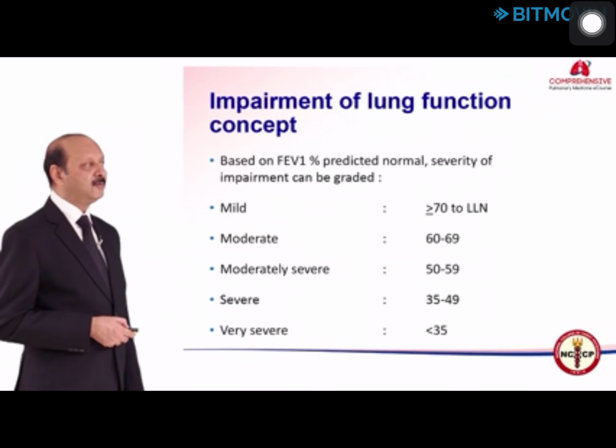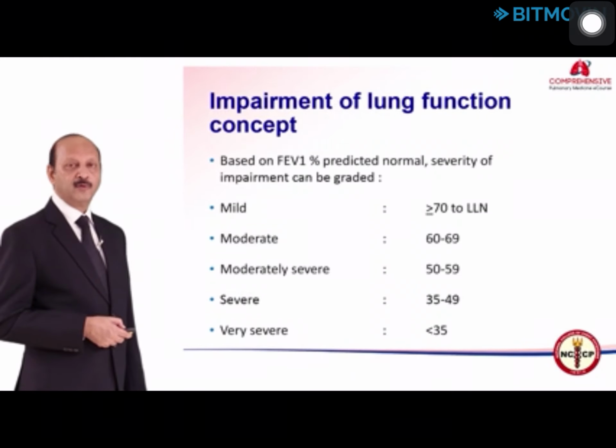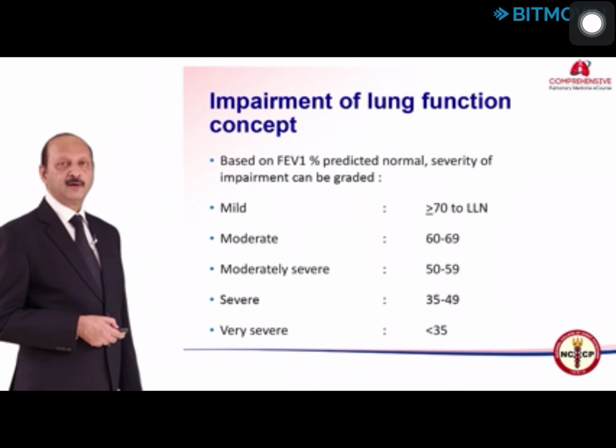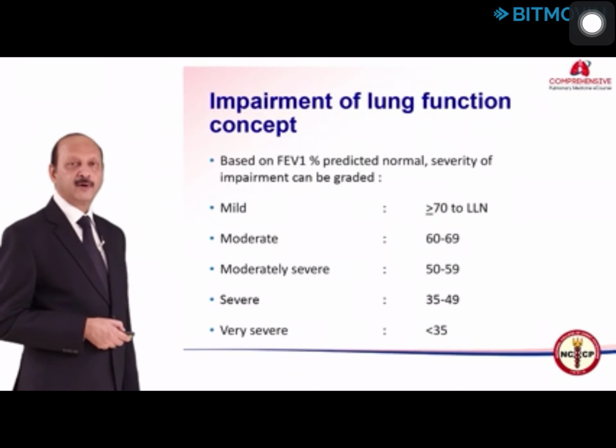And the guideline for severity of impairment: mild is more than 70% to the lower limit of normal. The FEV1 as a percentage of predicted is used to grade the person as mildly, moderately or severely impaired in lung function. For mild, more than 70% to less than the lower limit of normal; moderate, 60 to 69; moderately severe, 50 to 59. So they are practically the same as you see in restrictive lung disorders, but the term is different, it's called impairment of lung functions.